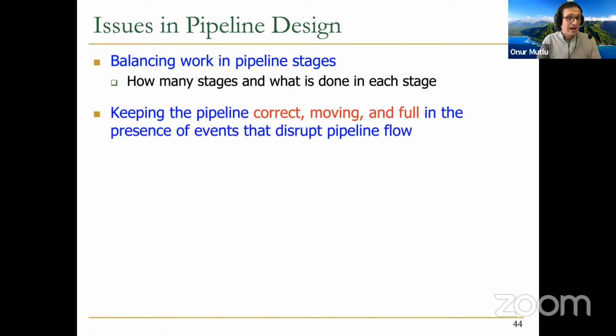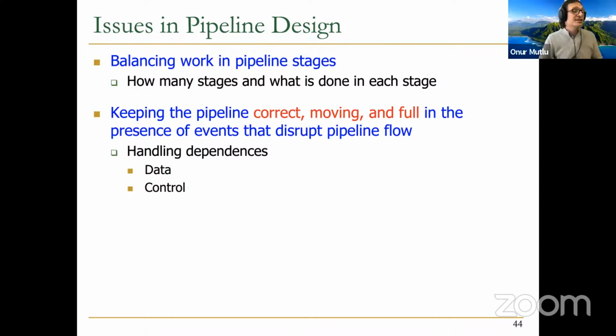You need to keep the pipeline correct, moving, and full in the presence of events that disrupt the pipeline flow. And this is going to be our subject in the next few lectures, basically. How do we keep the pipeline correct, moving, and full? Meaning you need to handle the dependencies, data dependencies between instructions, as well as control dependencies like we have discussed. You have a branch, you need to change the control flow. What do you do? On top of this, you need to handle resource contention.